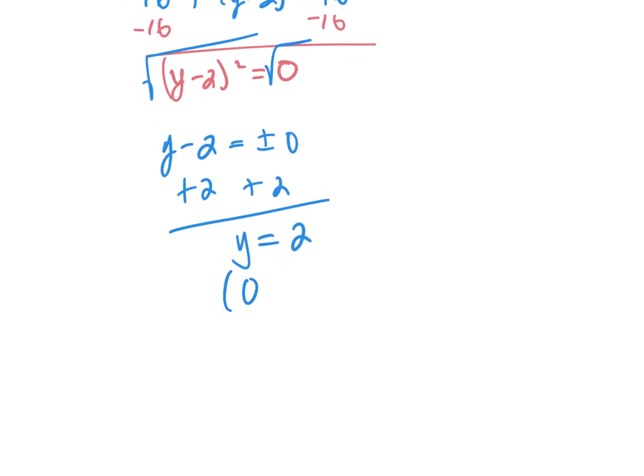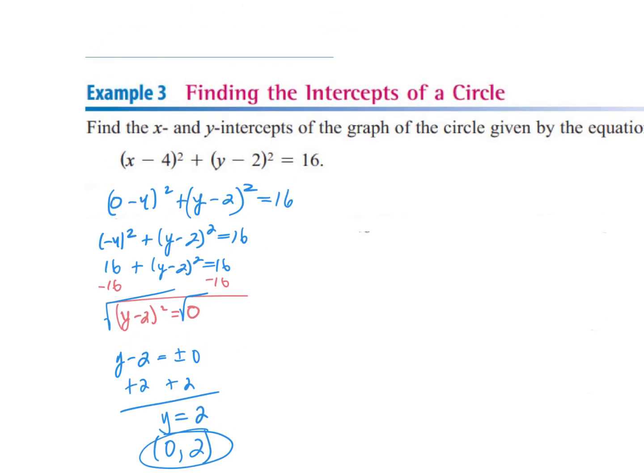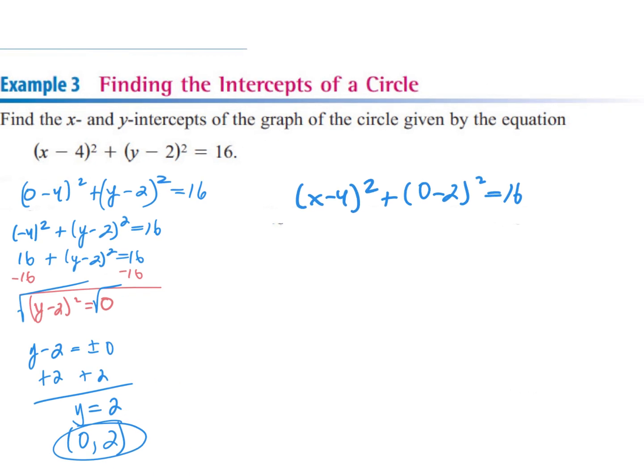So when I plug in 0 for x, I get out 2 for y. That means when you draw your circle, it hits the y-axis at 0, 2. How many times does it hit it? Just once. Now we do the exact same thing, but I'm going to plug in 0 for y. So x minus 4 squared plus 0 minus 2 squared equals 16.